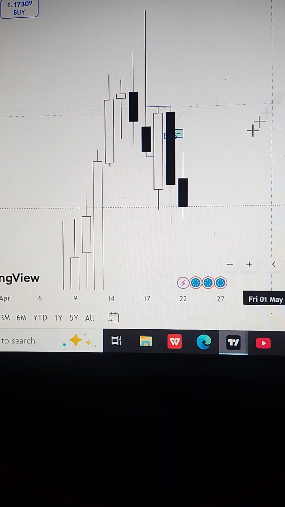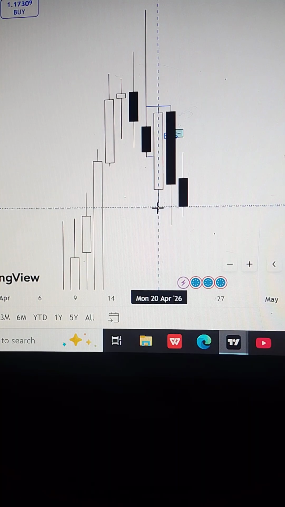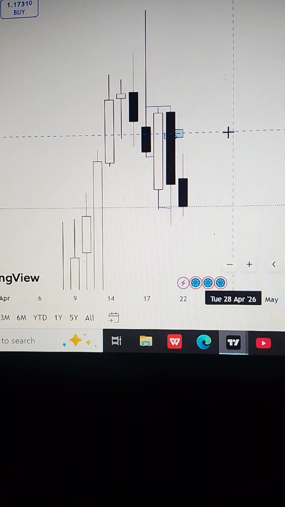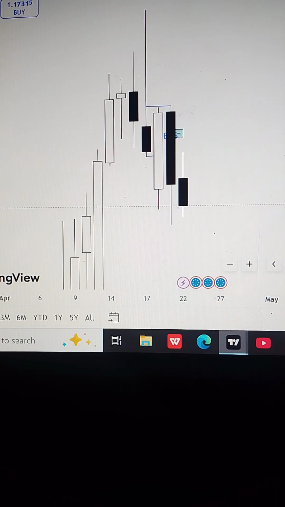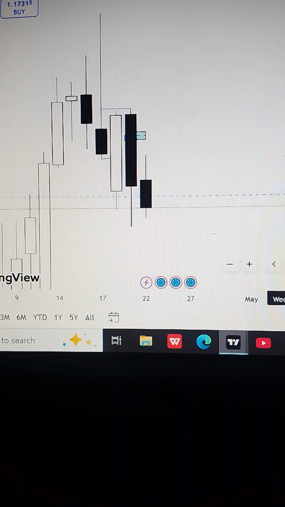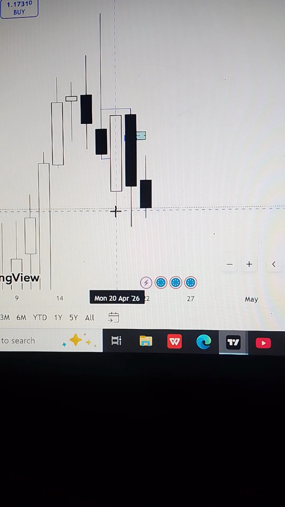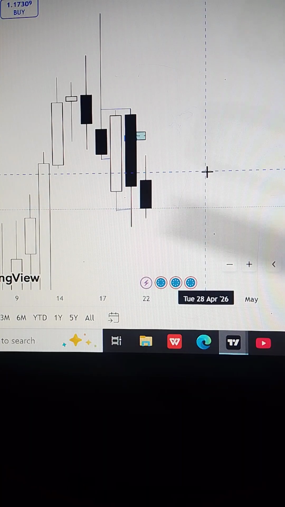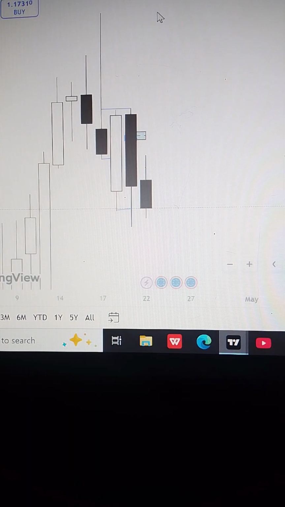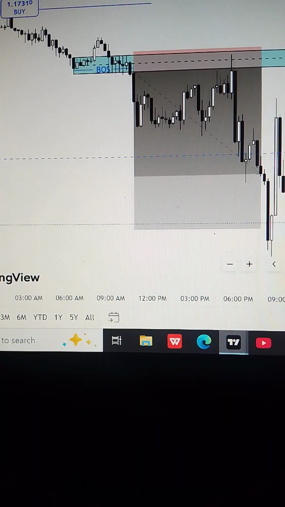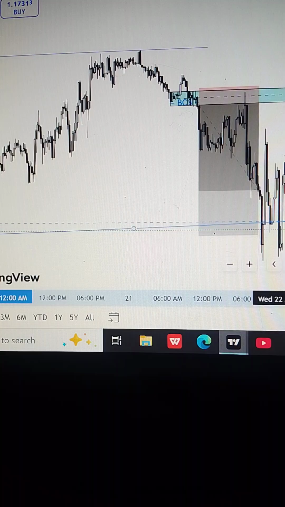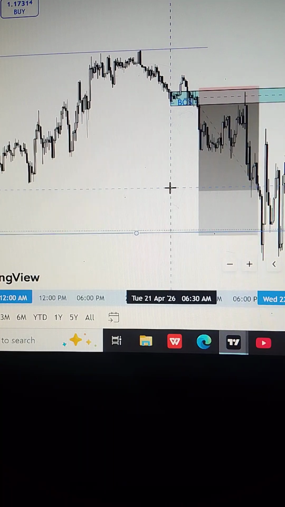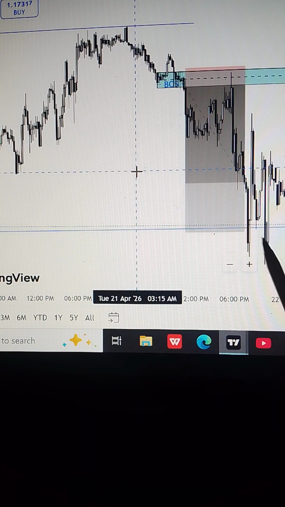So this low, this one, was supposed to be our target. The low of this candlestick was supposed to be the target. Let's go back to the 15-minute time frame. Yes, so this is the low. That was supposed to be the target, and you can see the take profit was hit.